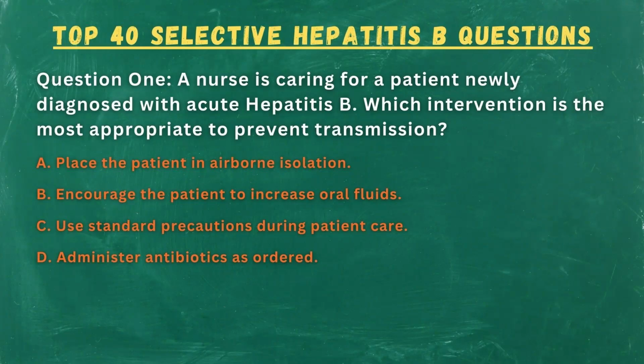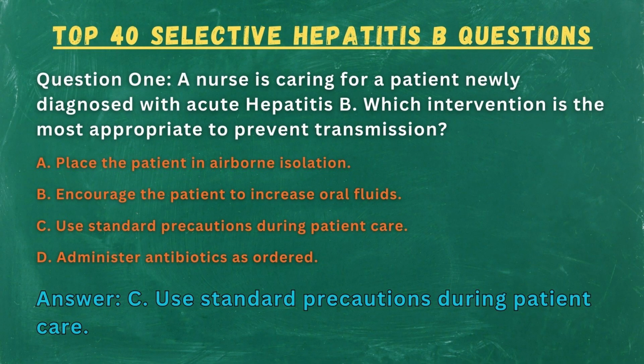Question 1. A nurse is caring for a patient newly diagnosed with acute hepatitis B. Which intervention is the most appropriate to prevent transmission? A. Place the patient in airborne isolation. B. Encourage the patient to increase oral fluids. C. Use standard precautions during patient care. D. Administer antibiotics as ordered.